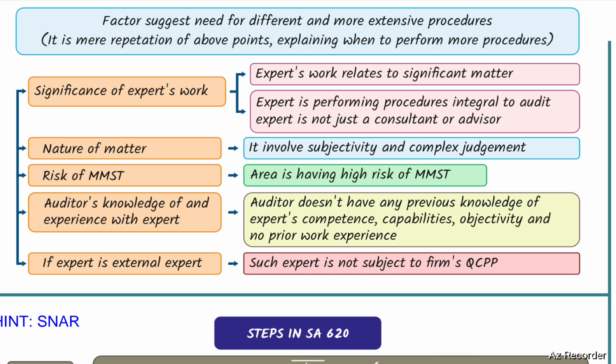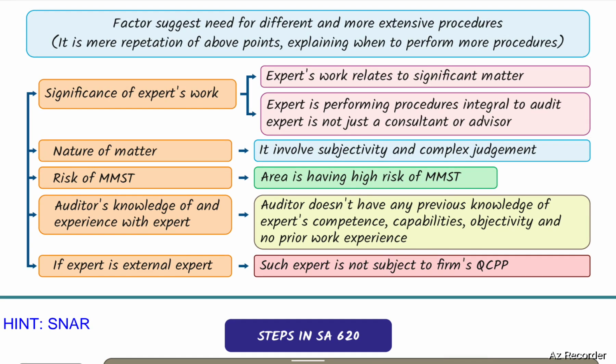Next, nature of the matter. It involves subjectivity and complex judgment. More procedures will be involved. Risk of material misstatements: areas having higher risk of material misstatements need more procedures. Auditor's knowledge of and experience with the expert: the auditor doesn't have any previous knowledge of the expert's competence, capabilities, objectivity, and no prior work experience. In such a case, more procedures need to be performed. If the expert is an external expert, such an expert is not subject to the firm's quality control policies and procedures. In such a case, more procedures need to be performed.